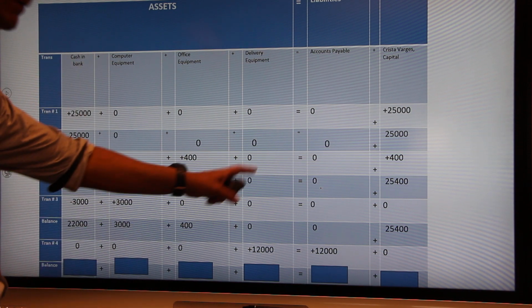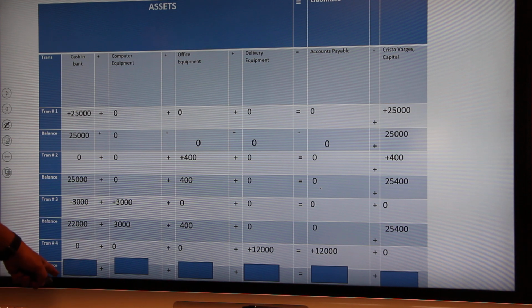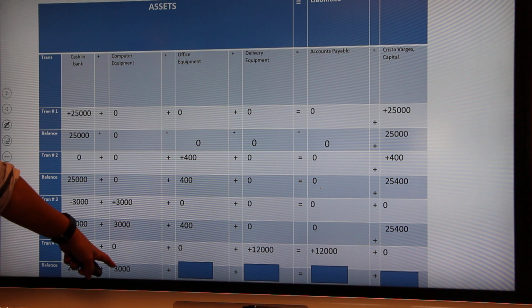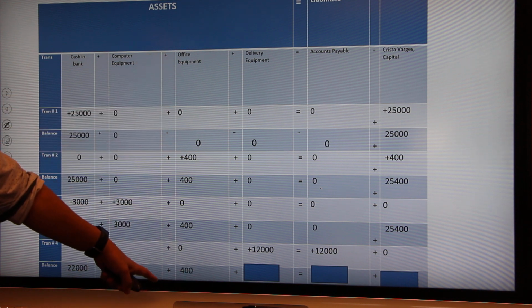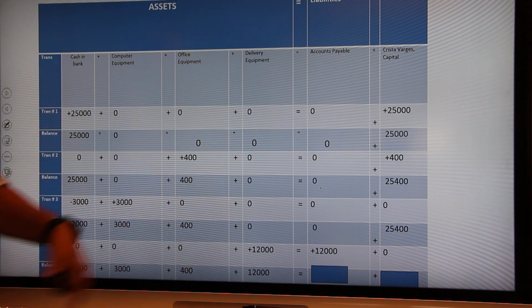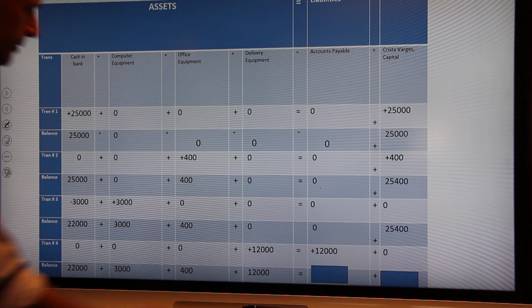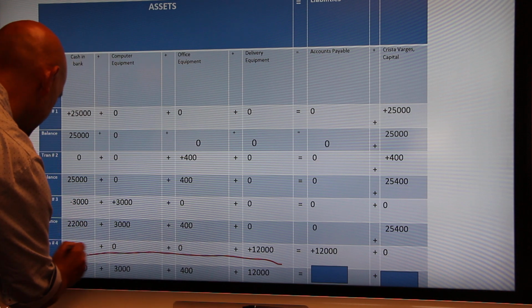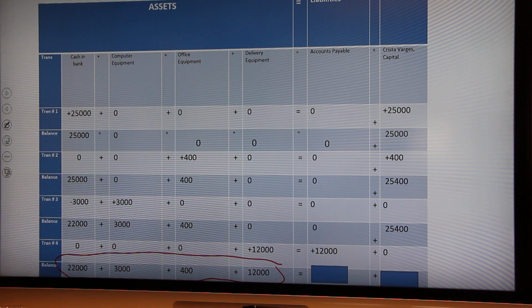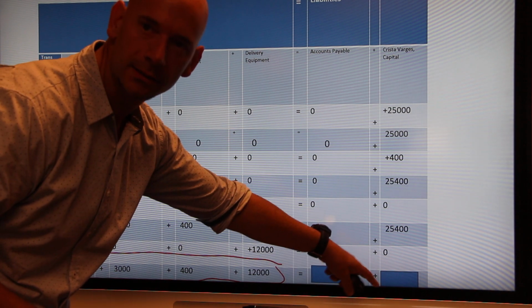So if we bring down all the balances, we have $22,000 in cash still in the bank. Computer equipment worth $3,000. Office equipment that's worth $400. And delivery equipment that's worth $12,000. So these are all of our assets, right? All of our assets are listed there on the bottom. Now let's go to the other side of the equation. So they have to equal the total of these two here.